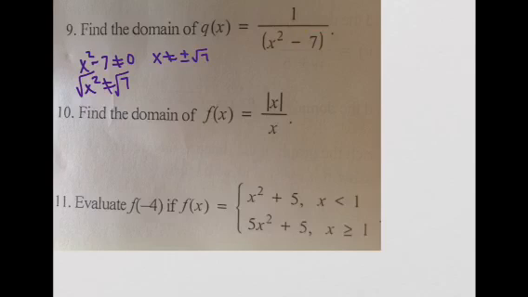You could write it in interval notation, but when it's like this, when it's not equal to a number, I just write x such that x cannot equal plus or minus radical 7. And then the braces.